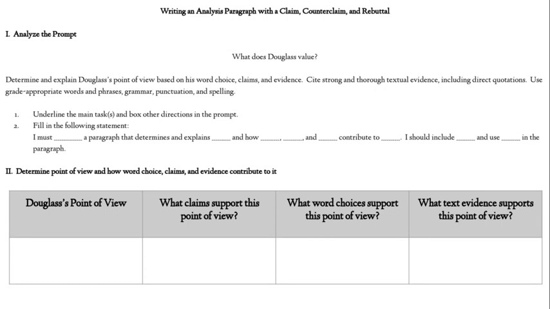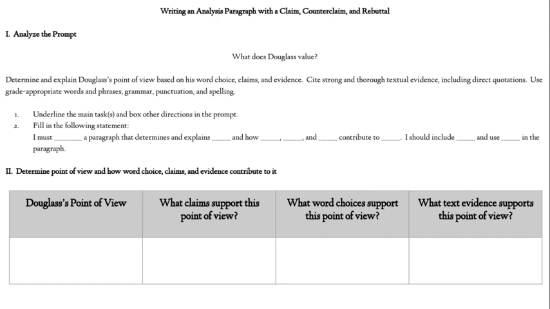Part 1 is analyzing the prompt. What does Douglass value? Determine and explain Douglass's point of view based on his word choice, claims, and evidence. Cite strong and thorough textual evidence, including direct quotations. Use grade appropriate words and phrases, grammar, punctuation, and spelling.